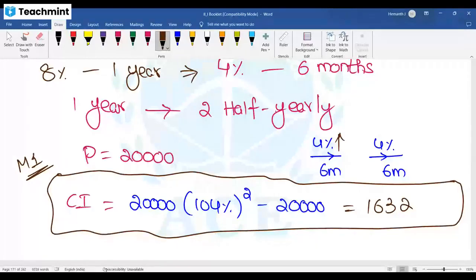Okay. Don't try to memorize the formulas in the textbook. This modification, if you know, then no need of any formulas. And I'll let you know the second method. So in this method, the calculation is 104% whole square.